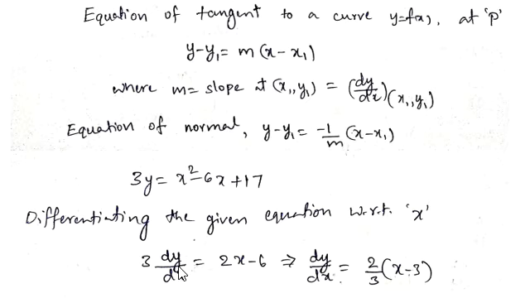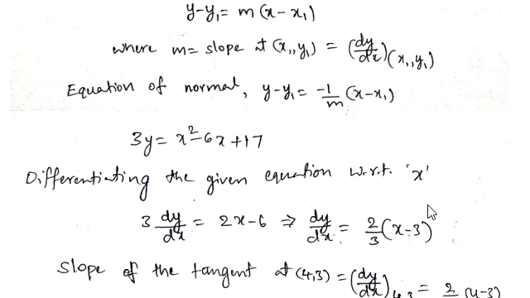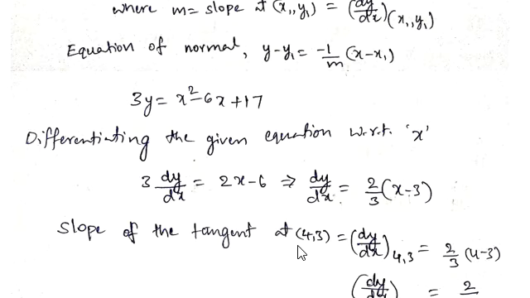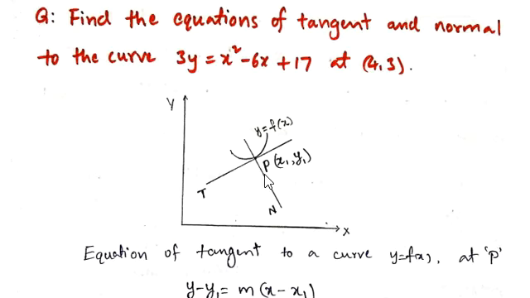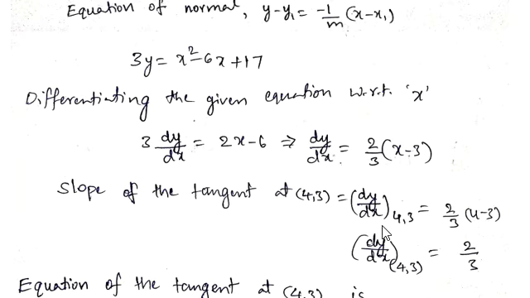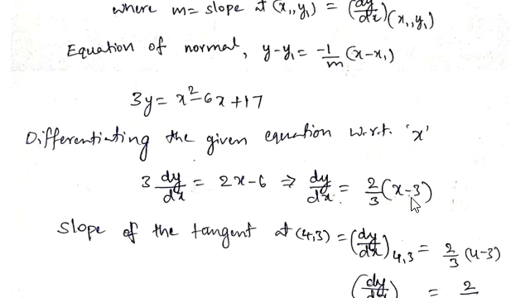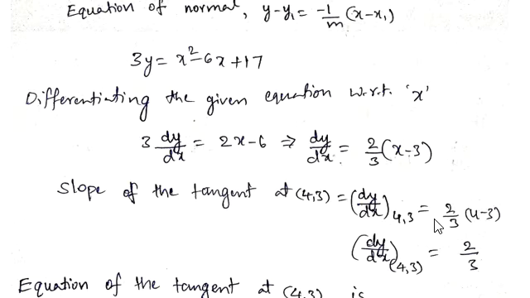So it is 3 into dy by dx, equals 2x, since the differentiation of x squared is 2x, minus 6, and the derivative of 17 is 0. From this, dy by dx is 2 by 3 into (x minus 3). The slope of the tangent at (4, 3) is nothing but dy by dx at (4, 3), the slope of this line at this point.